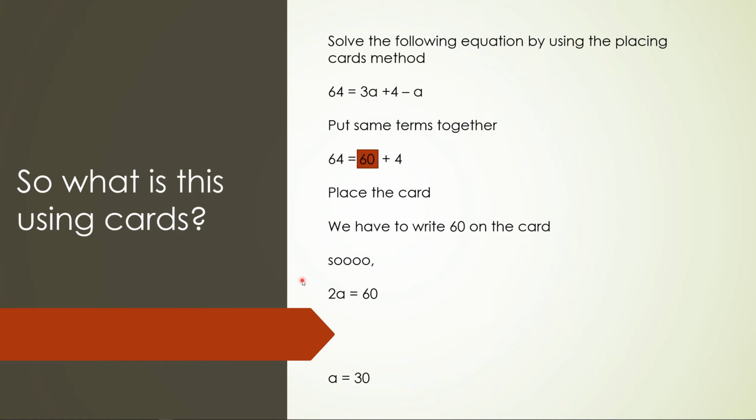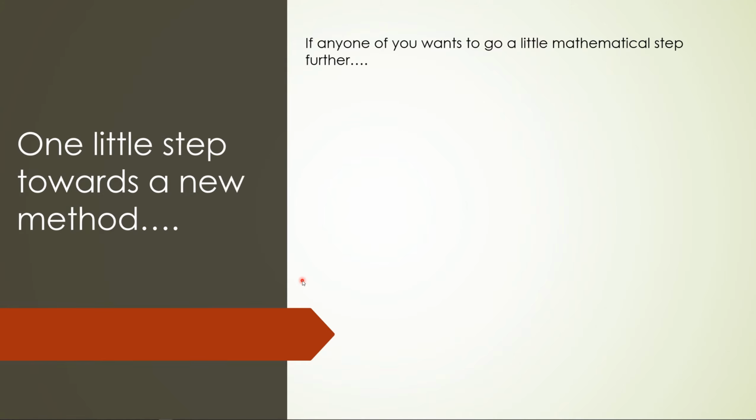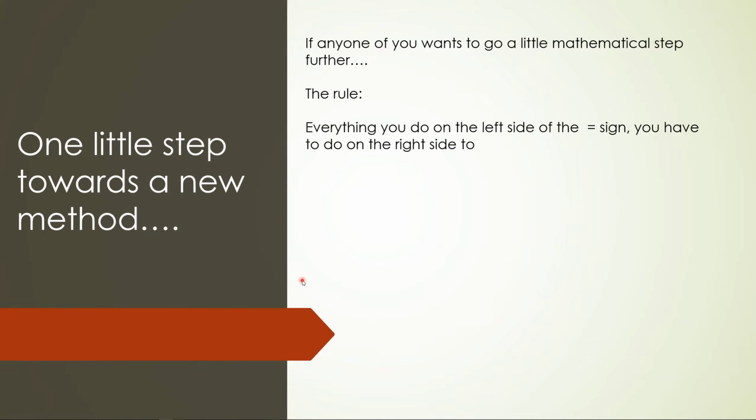For those of you who think this is pretty easy and can easily do this, I decided to include one step further, one mathematical step further. Yes, we will look at something called the balance method. I don't know if it's called that in English. The rule for this is everything you do on the left side of the equal sign, you have to do on the right side too.